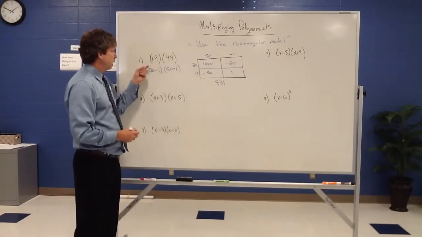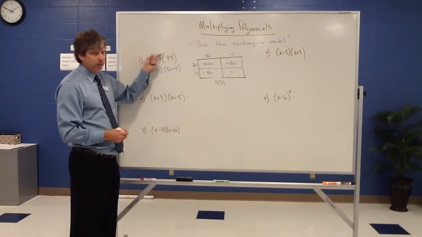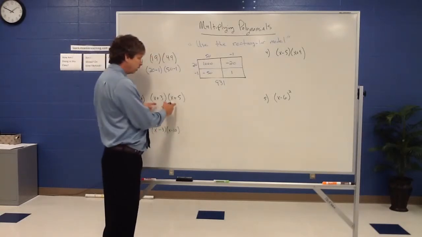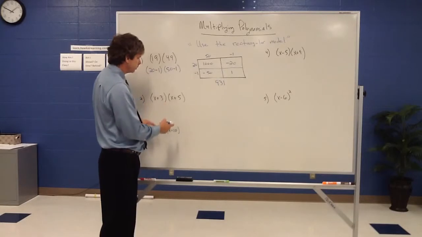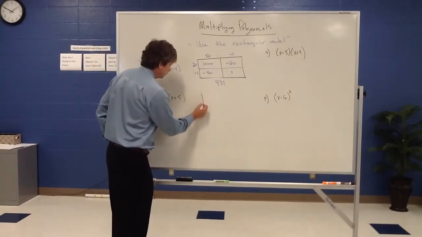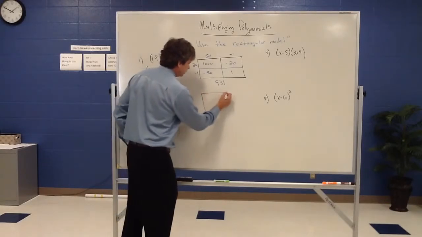Now again, if I just want the answer, calculator 19 times 49, hopefully that will give us our 931. But your calculator really doesn't do this problem, but the rectangular model can. So let's model this using our rectangular model.